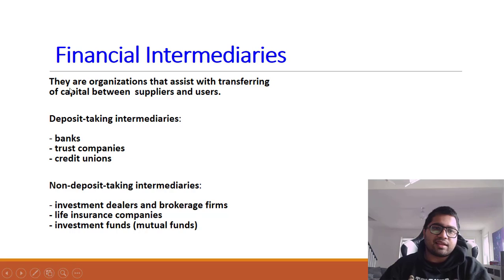There are organizations that assist in transferring capital between suppliers and users. So there are deposit-taking intermediaries who take your deposits and use those deposits to give out loans or to invest. That can be banks, trust companies, mutual fund companies, and credit unions. Non-deposit-taking intermediaries can be investment dealers and brokerage firms, life insurance companies and investment firms.